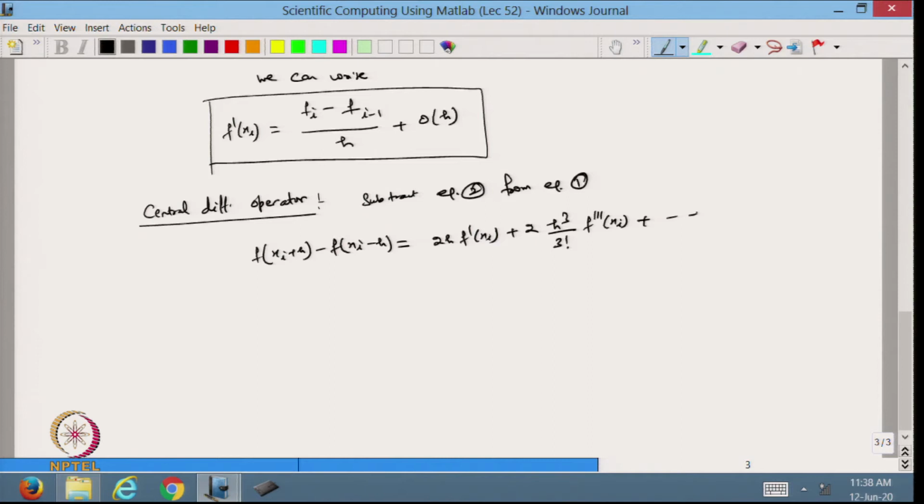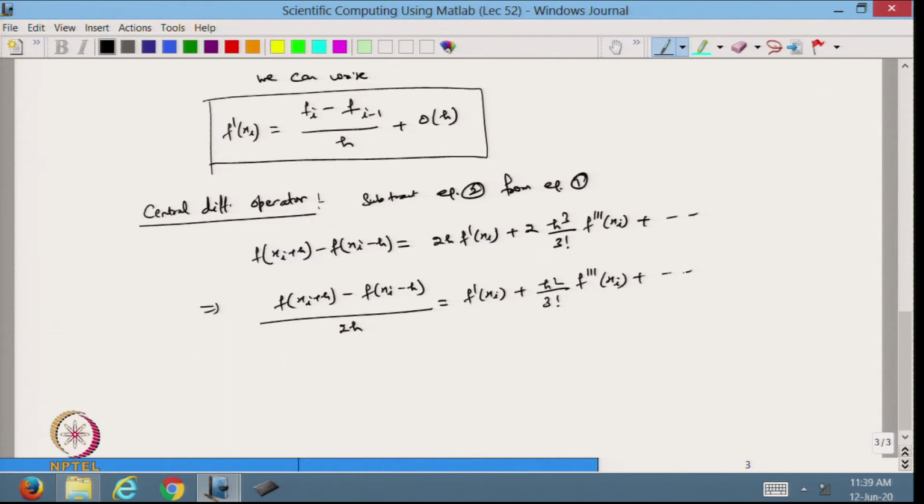And so on. So, from here I can write this as f(xi+h) minus f(xi-h), and now I take the 2h common from here. So, that would be 2h times f'(xi) plus, so I have taken the 2 and h, so it will be h square by 3 factorial, and all other terms. So, the next terms will contain h cube, h4 and all the terms.